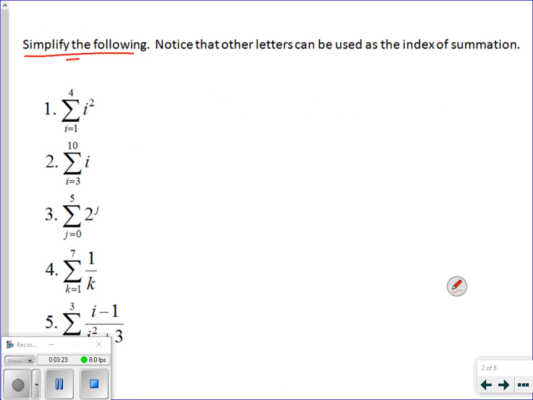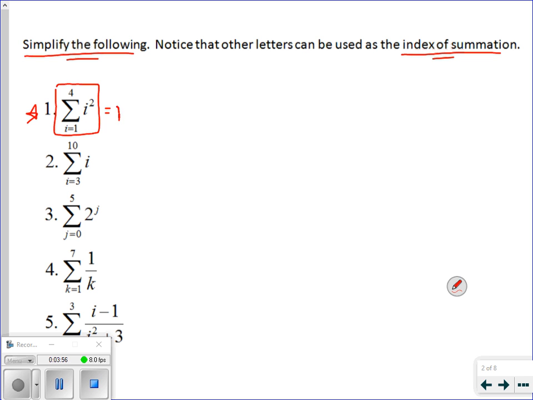It says, simplify the following. Notice that other letters can be used as the index of summation, so it's not always i. Number 1. How we read this is: take the summation from i equals 1, so the first term, to the fourth term, given that the pattern is i squared. What this is literally doing is taking the first term, the second term, the third term, all the way to the fourth term, and adding those together.